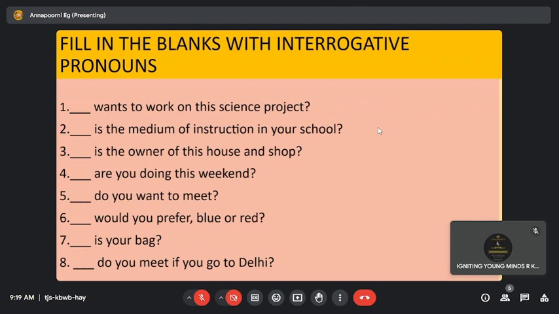Okay, so now coming back, fill in the blanks with interrogative pronouns. Okay, so we'll start. Dash wants to work on this science project. Who wants to work on this science project? Okay. Dash is the medium of instruction in your school. Which is the medium or what is the medium? Okay. So what will be a little more correct, because what is the medium of instruction is more commonly used. Okay. So you can choose what.